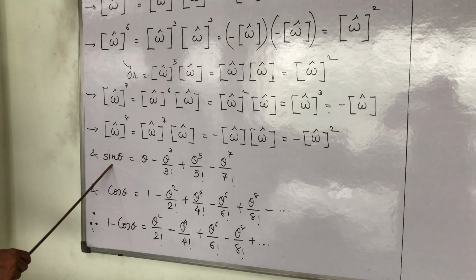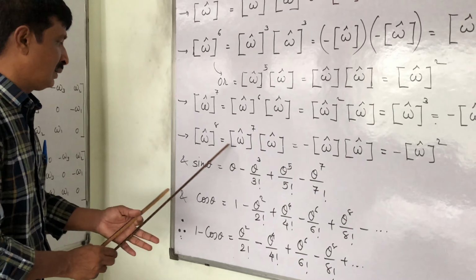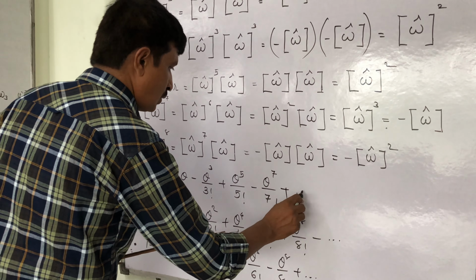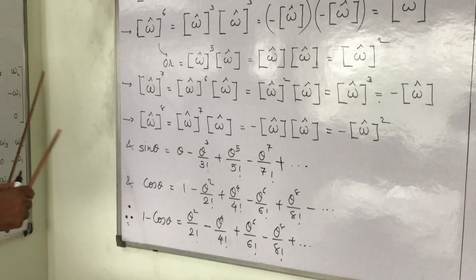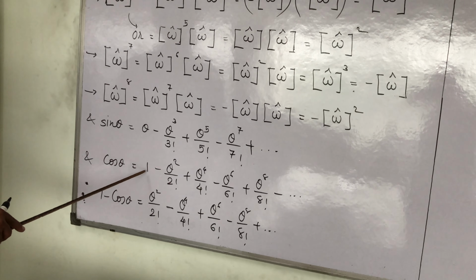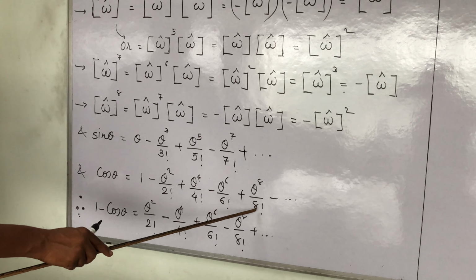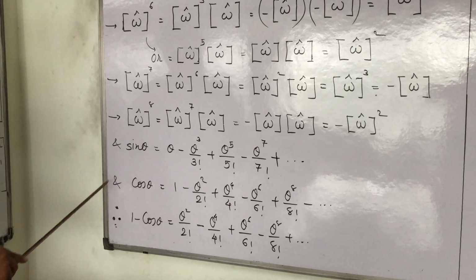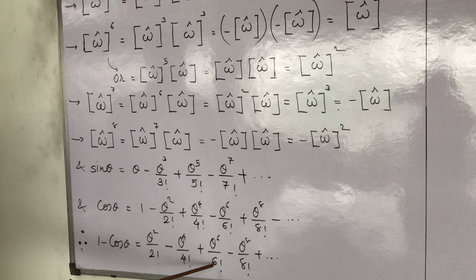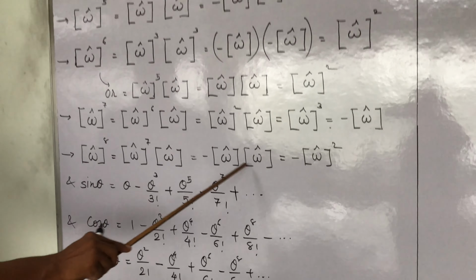And remember this also: sin theta is theta minus theta cube by 3 factorial, theta raised to 5 by 5 factorial, minus theta raised to 7 by 7 factorial, plus and so on, infinite. Using this, we have written a function in the form of an infinite series. Similarly, cos theta is 1 minus theta square by 2 factorial plus theta raised to 4 by 4 factorial minus theta raised to 6 by 6 factorial plus theta raised to 8 by 8 factorial and so on. So 1 minus cos theta, the terms become opposite: theta square by 2 factorial minus theta raised to 4 by 4 factorial plus theta raised to 6 by 6 factorial minus theta raised to 8 by 8 factorial plus and so on. This is very useful.